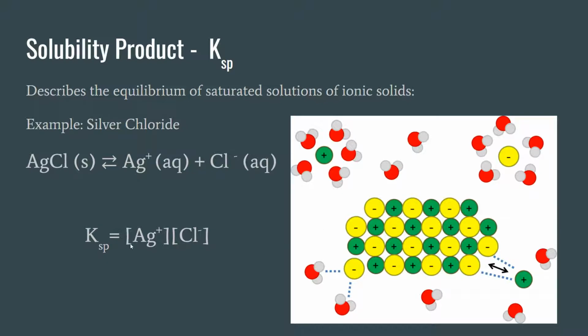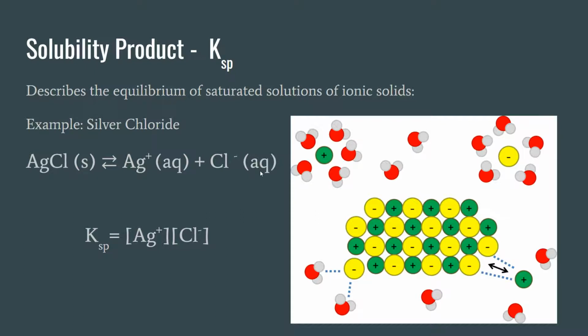And this equilibrium, for example, would exist in something like silver chloride. Silver chloride isn't very soluble, and it can just be written as the silver chloride solid dissociating into its ions, the silver plus ion and the chloride negative ion.